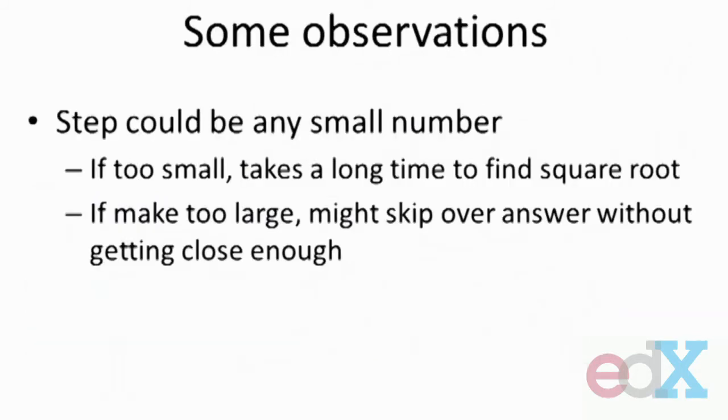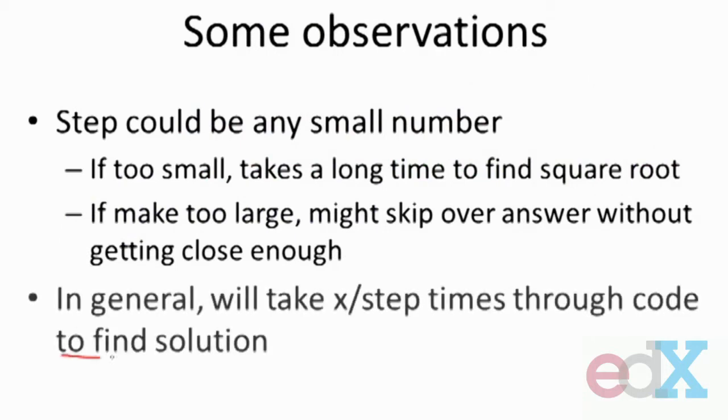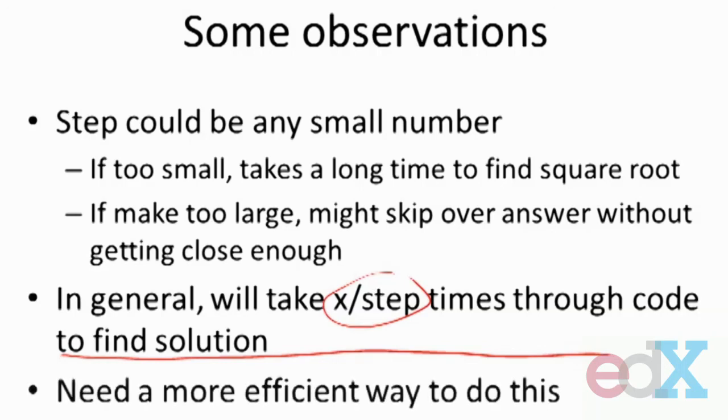So, what does this say? Well, if we go back over here, in general, it's going to take x over the step size number of times through the code to find a solution. And you can see that trade-off. If I want it to be fast, I'd like to make the step size large because that'll make this smaller. But if I do that, I might miss the answer. So I'd like to find a more efficient way to actually solve this problem. And we're going to do that in the next sequence.